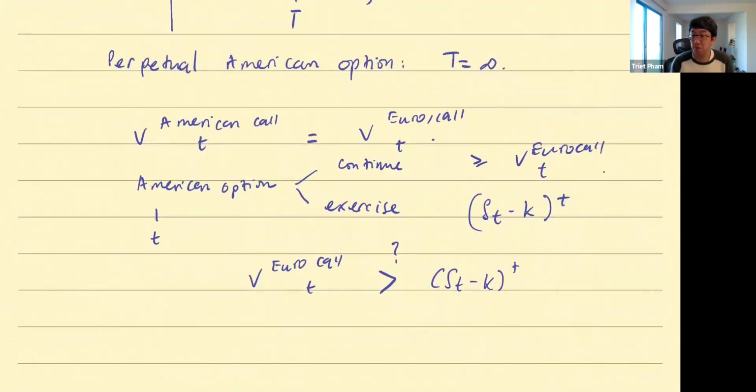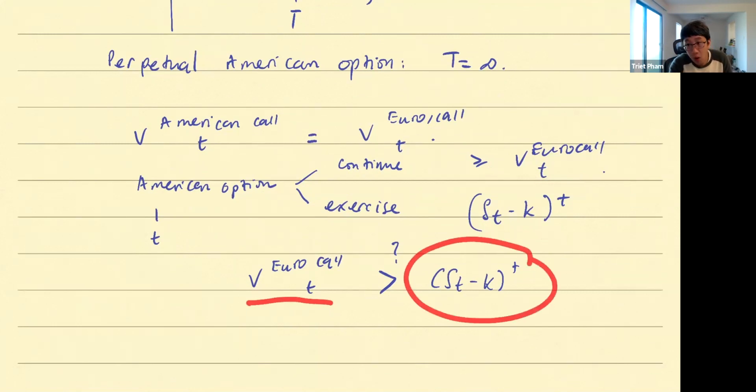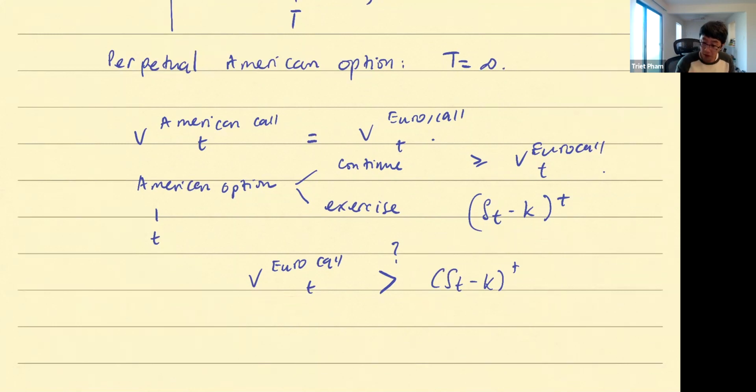Anyway, as far as I'm concerned, I don't need that concept really. All I'm looking at is this. If I were to continue, my continuation value must be at least this. If I were to exercise, this is what I get. So if my continuation value is strictly more than my exercise value, I would never exercise early. So it really boils down to this inequality. Does that make sense?